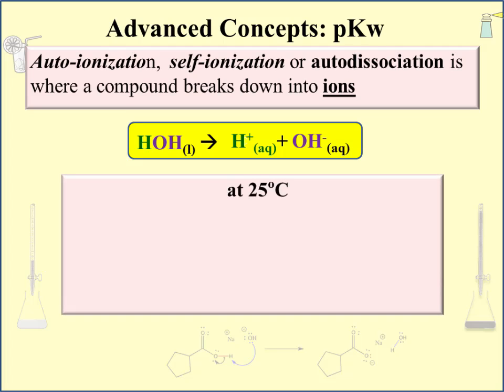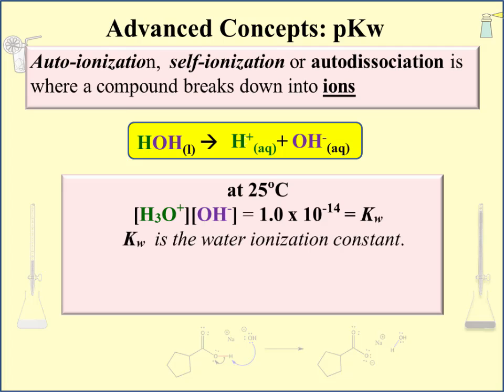For pure water at 25 degrees Celsius, the concentration of hydronium ion times the concentration of hydroxide equals 1.0 times 10 to the negative 14th. That is a constant value and given the designation Kw. Kw is the water ionization constant.